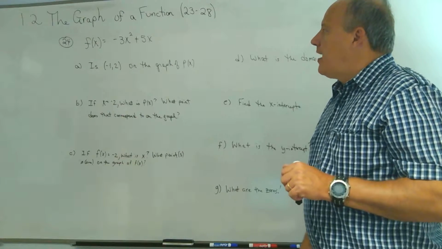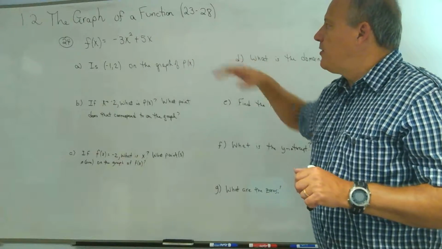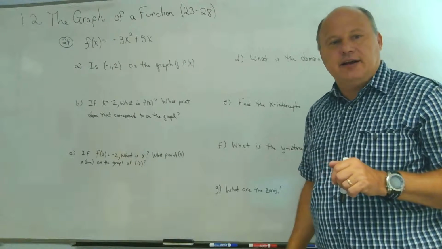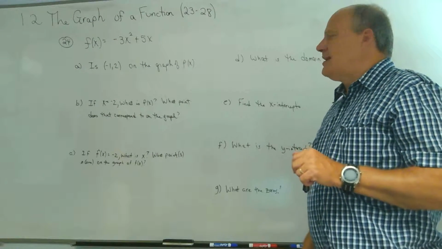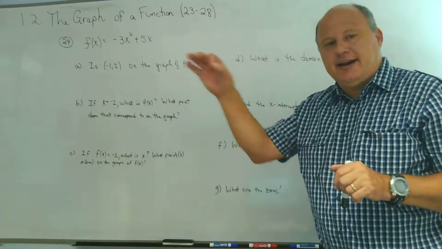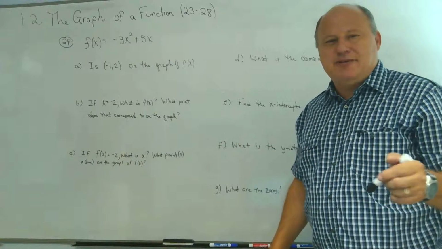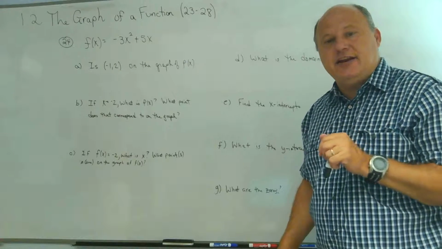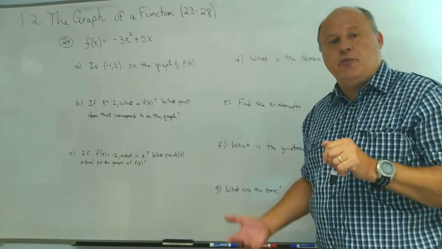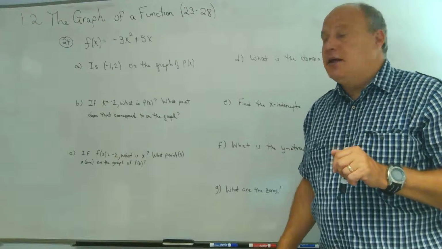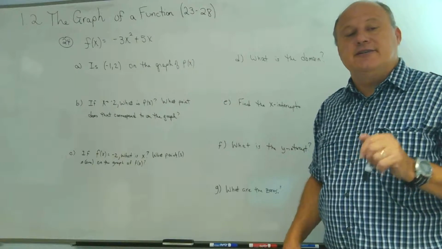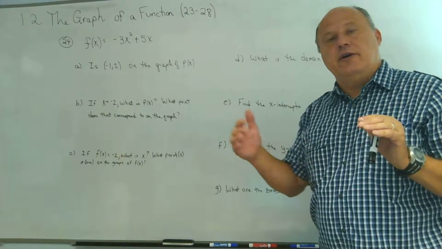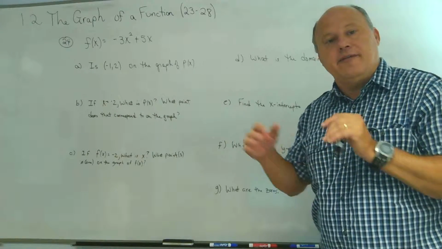On part A, we have a function f of x equals negative 3x squared plus 5x, and they want to know is negative 1, 2 on the graph of f of x. Does that mean I'm going to have to graph it and see if that point is in that location? Well, you could, but it wouldn't be very accurate. The easiest way to do it is evaluate the function at negative 1. And what are you hoping the output to be? You're hoping the output to be 2, because if its input is negative 1 and the output is 2, then negative 1, comma 2 is indeed an ordered pair on that graph.